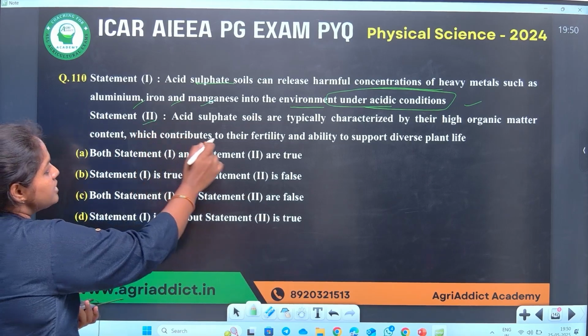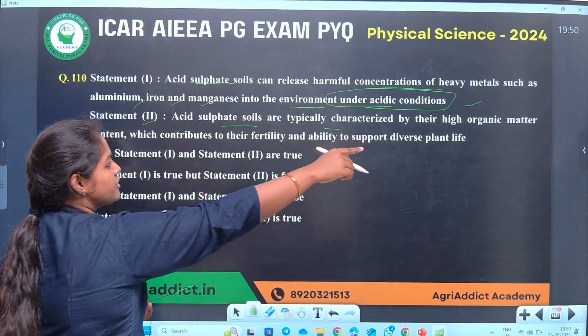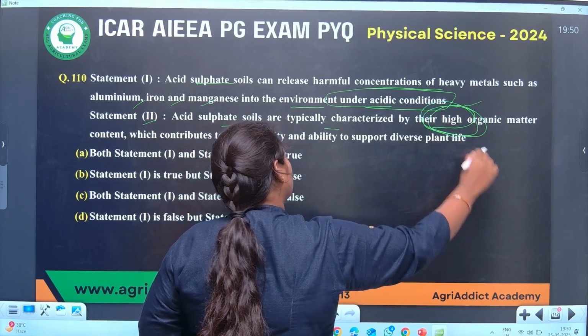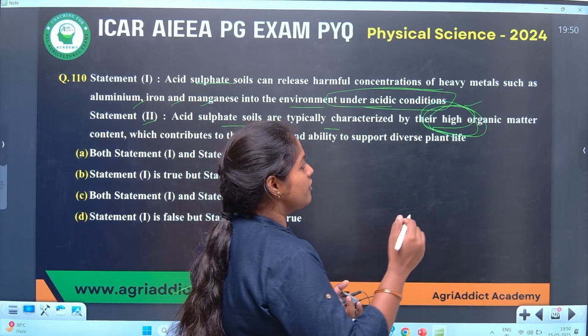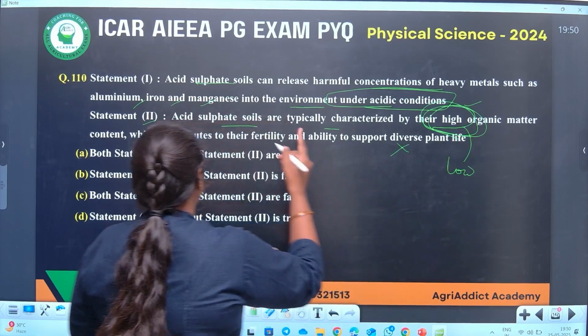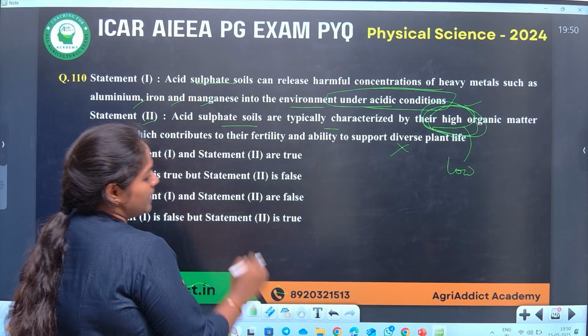Statement 2. Acid sulfate soils are typically characterized by their high organic matter. Is it so? Under acidic condition, the organic matter is low. So statement 2 is false. Statement 1 is true. Option B.